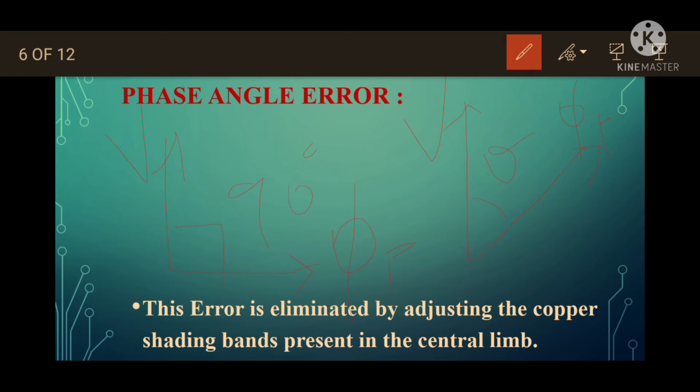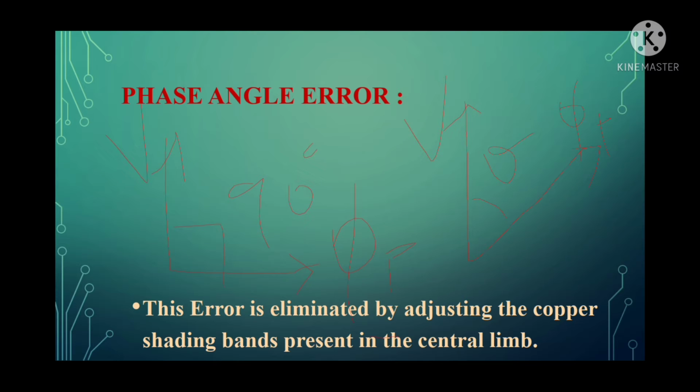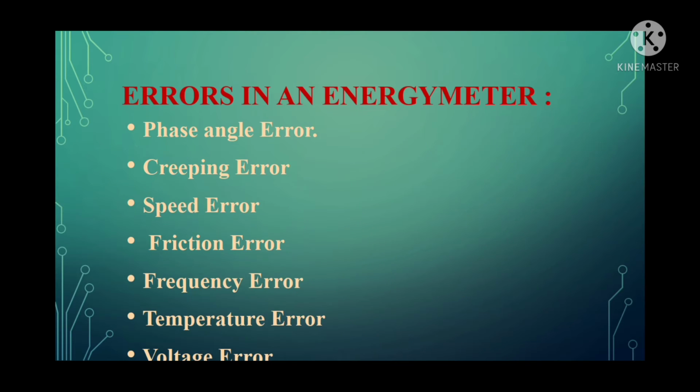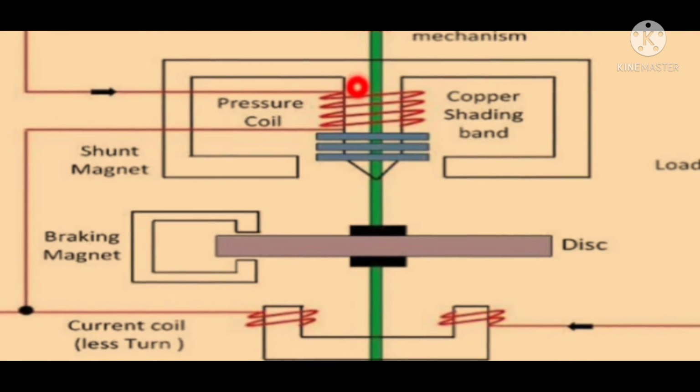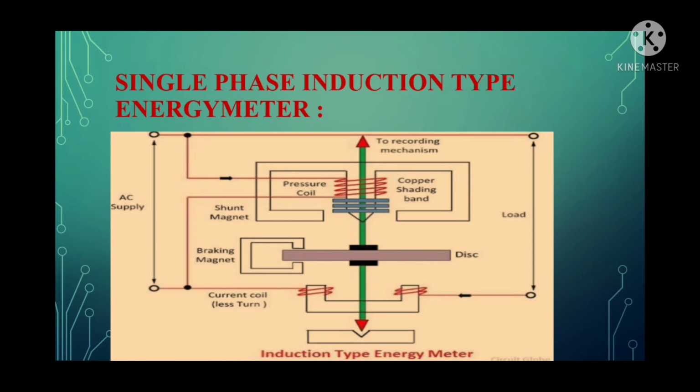This error can be eliminated by adjusting the copper shading bands present in the central limb. If we look at our diagram, this is the central limb. In the central limb we have copper shading bands. By adjusting the position of the copper shading bands, we can correct this phase angle error. So this is the first type of error.